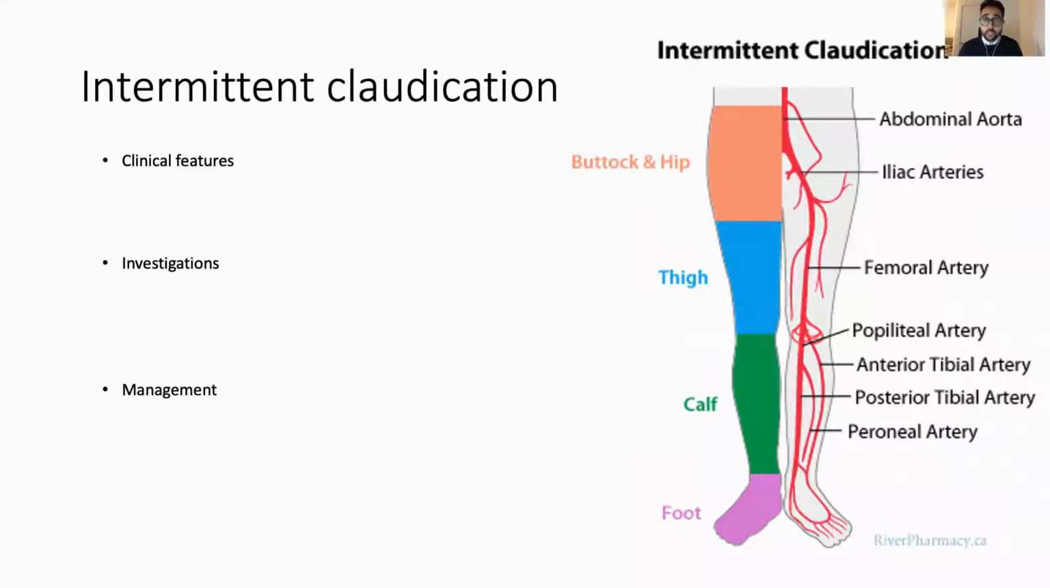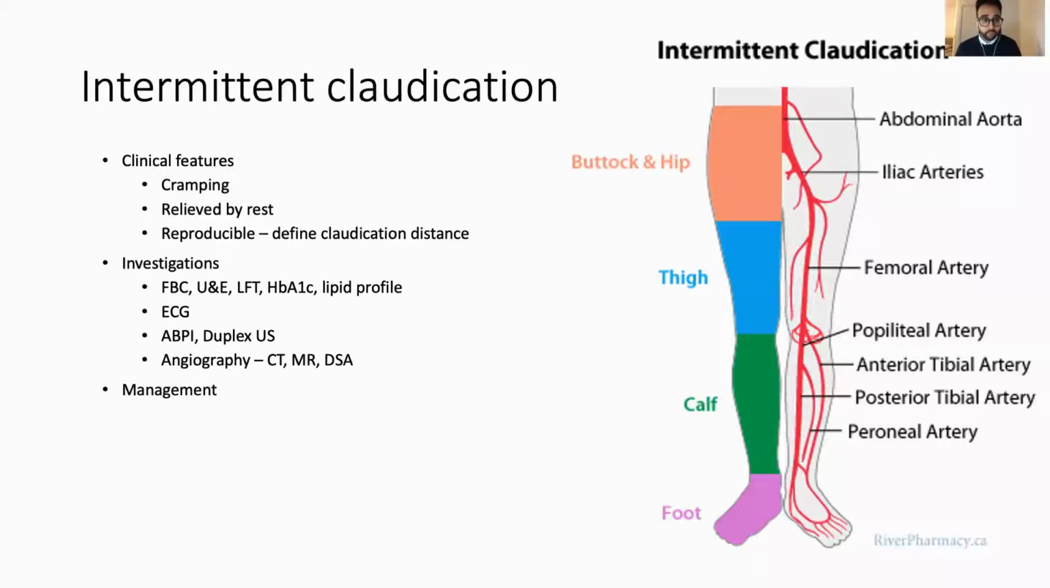So firstly, we'll talk about intermittent claudication. So this is defined by reproducible cramping in the lower limbs on exertion, relieved by rest, and then the distance is reproducible. So they should be able to define the claudication distance, and then the patient will tell you that it's relieved by a period of rest. How do we investigate this? Well, a full blood count, urea electrolytes, and an LFT, but we'll add on a HbA1c here as well to look for diabetes, and a lipid profile to ensure there's no familial dyslipidemia.